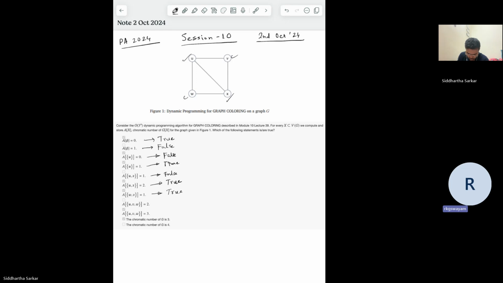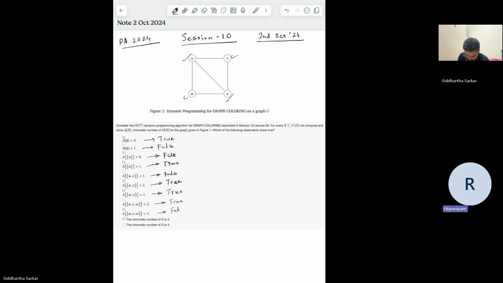If we take U, V, and W, I would require a minimum of two colors, and because W and V are not adjacent, two would be sufficient. So yes, this is true, and the last one is false.